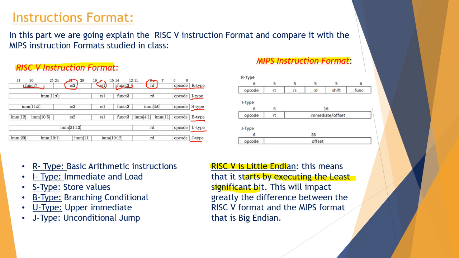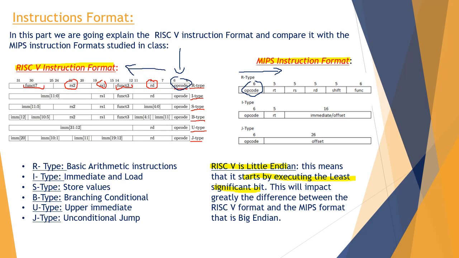This creates a huge difference compared to MIPS that is big endian. RISC-V being little endian means that the opcode is executed first, and then it continues executing in this direction. In MIPS, since it is big endian, it executes in this direction, also with the opcode first. But the functionalities of the RISC-V instruction format and the MIPS instruction format are very close to each other.